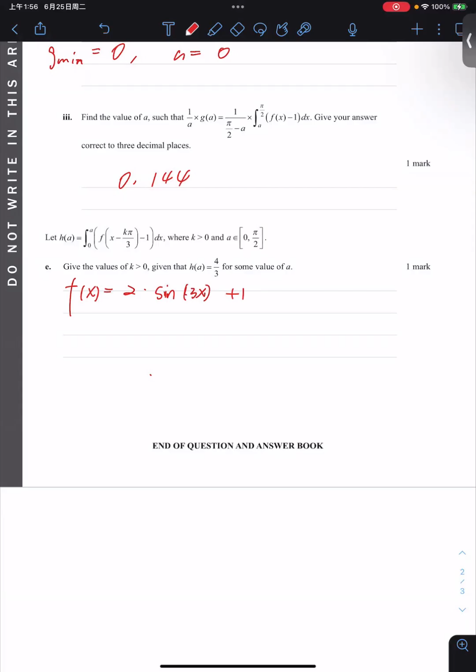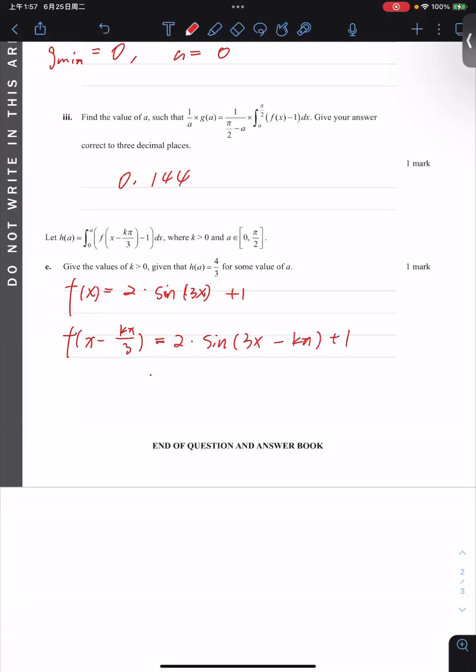Let's put it in. Then f(x) minus 3k pi over 3 would be 2 times sine 3x minus k pi, and then plus 1.